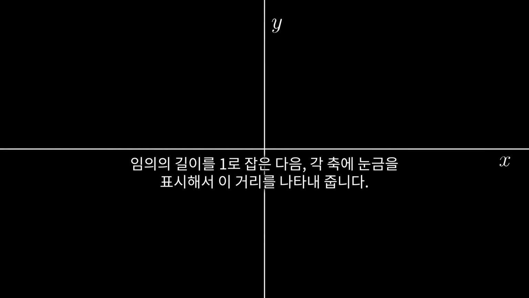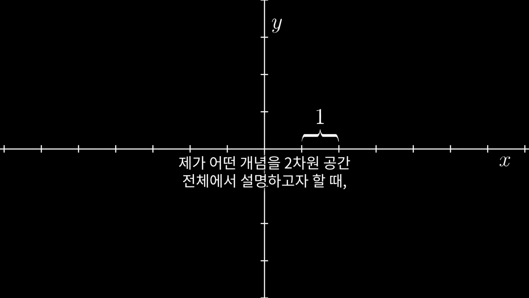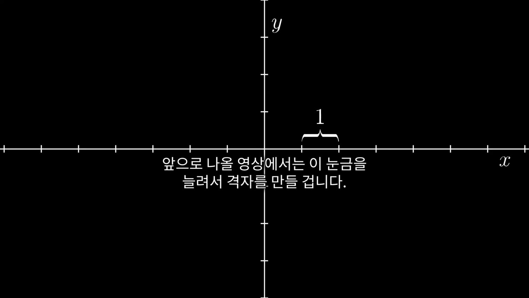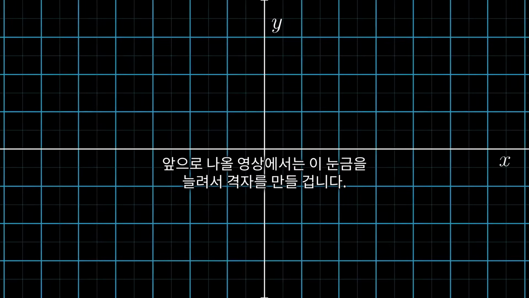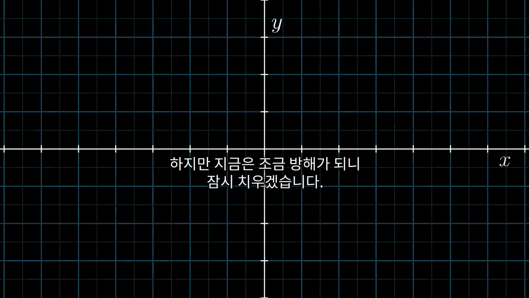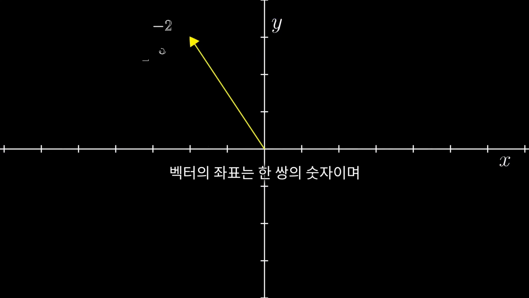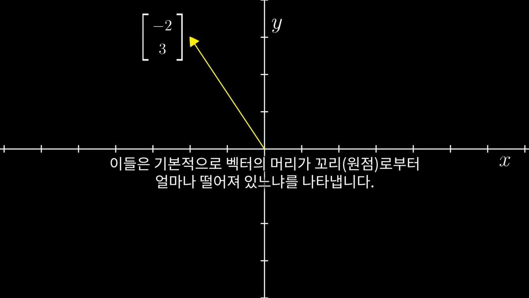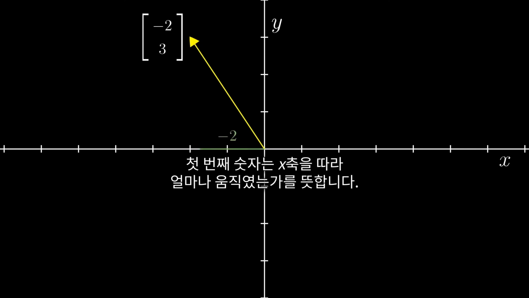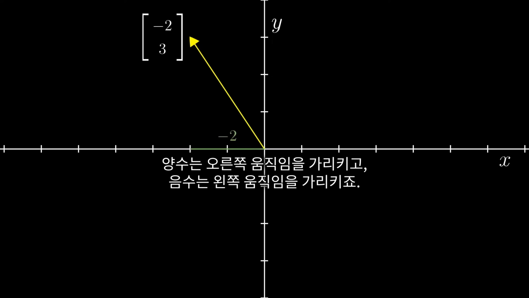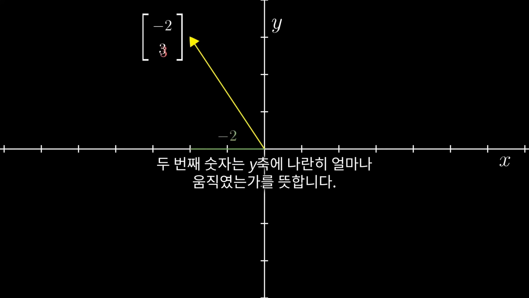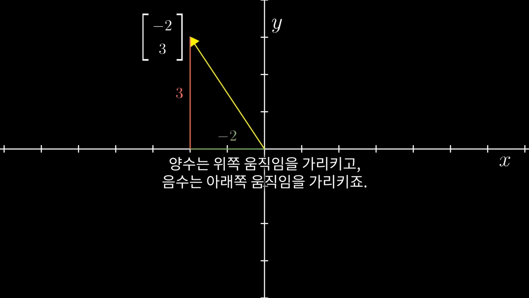After choosing an arbitrary length to represent 1, you make tick marks on each axis to represent this distance. When I want to convey the idea of 2D space as a whole, which you'll see comes up a lot in these videos, I'll extend these tick marks to make grid lines, but right now they'll actually get a little bit in the way. The coordinates of a vector is a pair of numbers that basically gives instructions for how to get from the tail of that vector at the origin to its tip. The first number tells you how far to walk along the x-axis, positive numbers indicating rightward motion, negative numbers indicating leftward motion, and the second number tells you how far to walk parallel to the y-axis after that, positive numbers indicating upward motion, and negative numbers indicating downward motion.